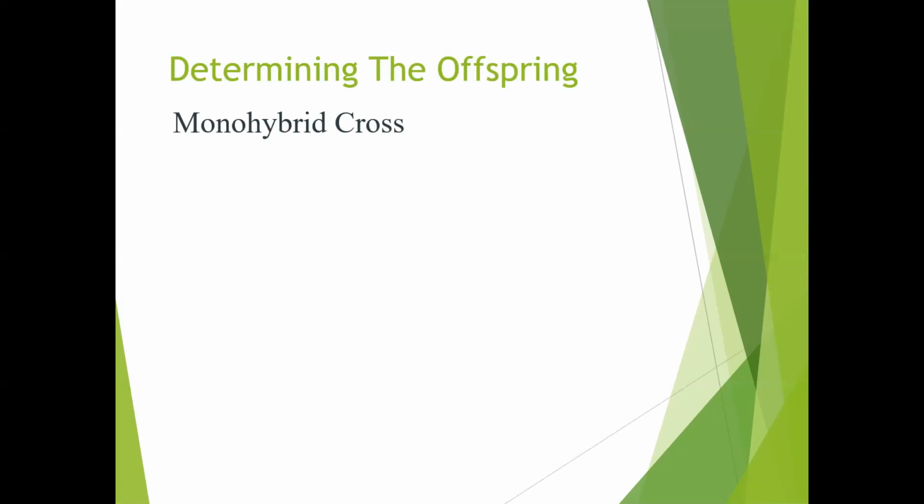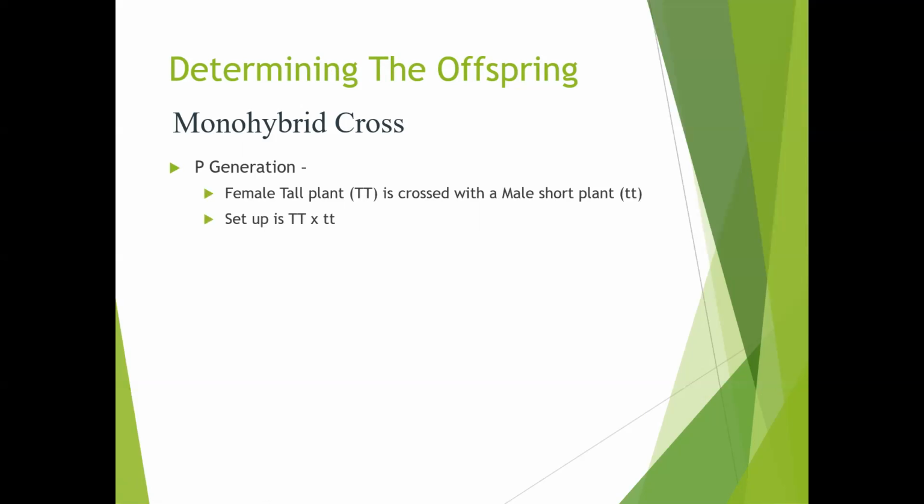So the first thing that we're going to do, and you guys are only going to be required to do a monohybrid cross. Now there are dihybrids, there's trihybrids, and so you guys only have to do a monohybrid, which is pretty simple. And so mono is looking at one trait, okay? So we're going to look at the P generation, and we're going to determine the probability of these two parents being crossed. And how are we going to do that? We're going to do that through the use of a Punnett square. So the P generation, or parent generation, is a female tall plant. It's going to be crossed with a male short plant.